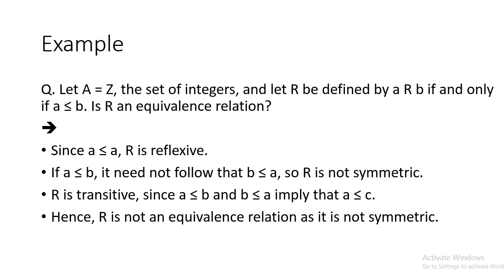Now check for the transitive property. R is transitive. Why? Because a is less than or equal to b and b is less than or equal to c, which implies that a is less than or equal to c. So here R is not an equivalence relation because it does not satisfy the symmetric property. So this relation R is not an equivalence relation.